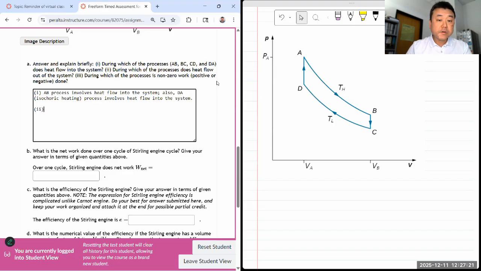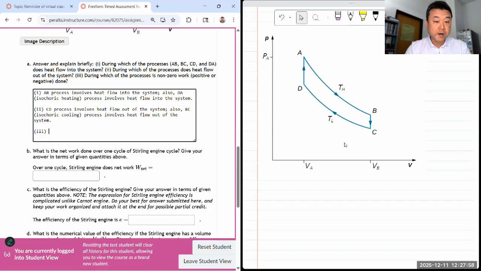2. During which of the processes does heat flow out of the system? Again, C to D, like with the Carnot cycle, involves heat flow, the waste heat flowing out. CD process involves heat flow out of the system. And unlike a Carnot cycle where BC was adiabatic, it's not adiabatic, it's isochoric cooling. So I need to say also BC isochoric cooling process involves heat flow out of the system.